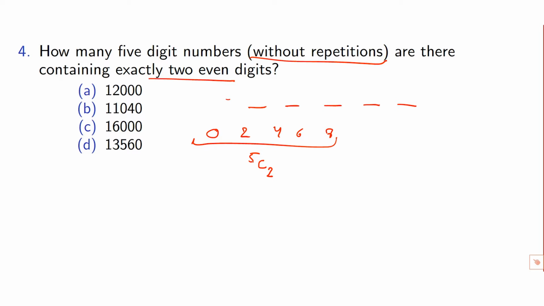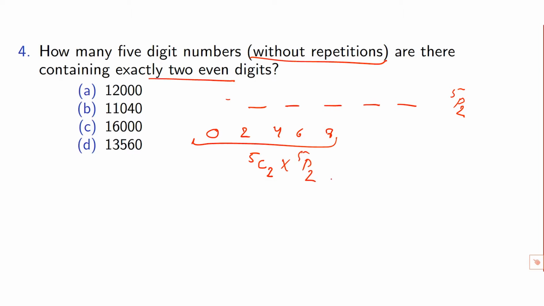Now after we have chosen 2 even digits, we have to arrange them in the 5 places, which can be done in 5P2 ways, because there are 5 places and we have to arrange 2 objects. So the number of ways to choose 2 even digits and then arrange them in 2 places will be equal to 5C2 into 5P2.